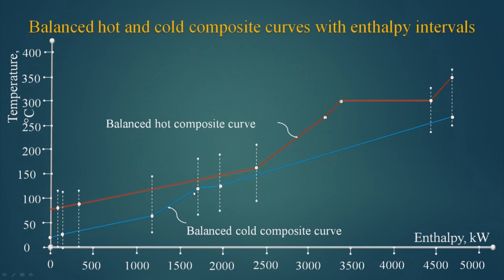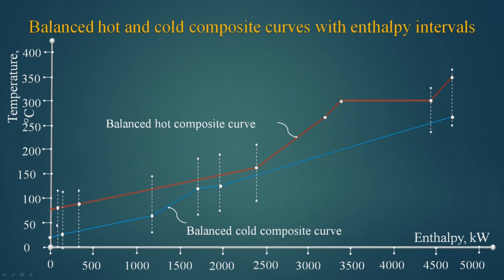Now, what we see is that though the temperature here is known, the corresponding temperature at the balanced cold composite curve is not known. Similarly, here the temperature of the balanced cold composite is known, but the corresponding temperature at the hot balanced composite curve, which is this point, is not known.